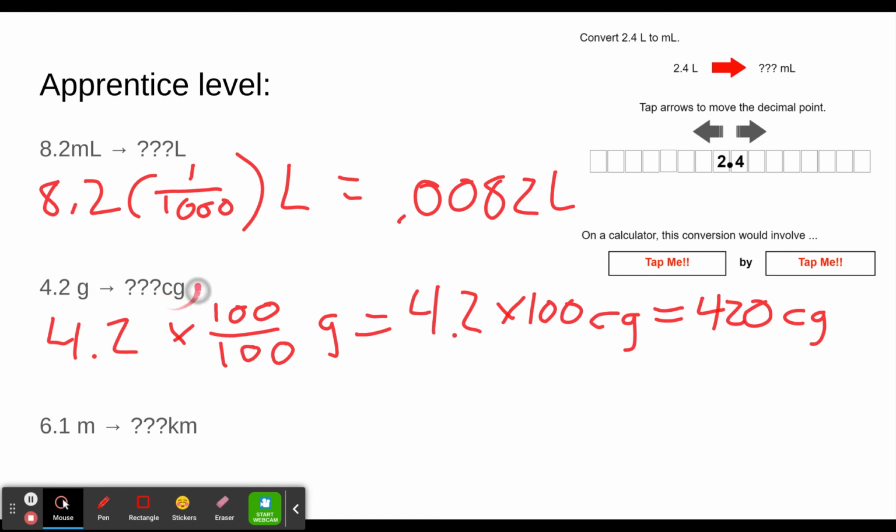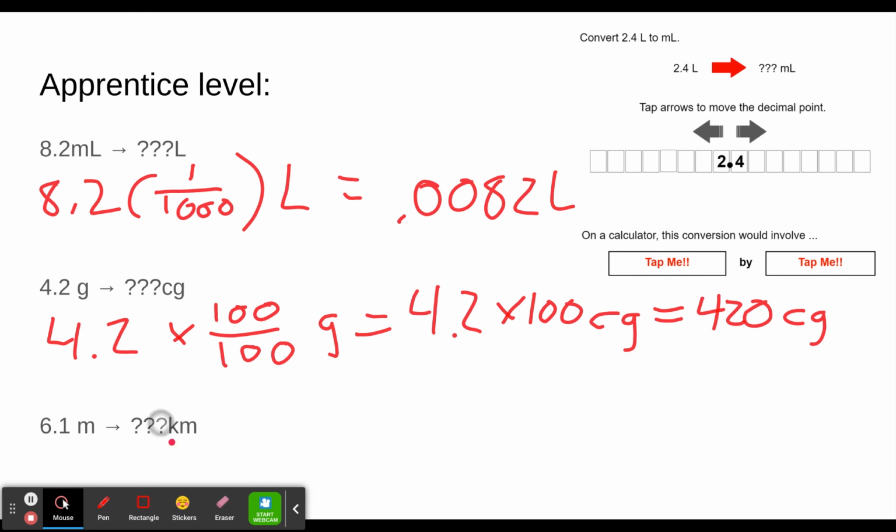So we went from a big unit to a small unit. And so if we're going to have a smaller unit, that means we need more of them. So the 4.2 turned into 420. It's always good at the end to go back and double check and make sure if you're going from a smaller to bigger that the number got smaller. If you're going from a bigger to a smaller that the number got bigger.